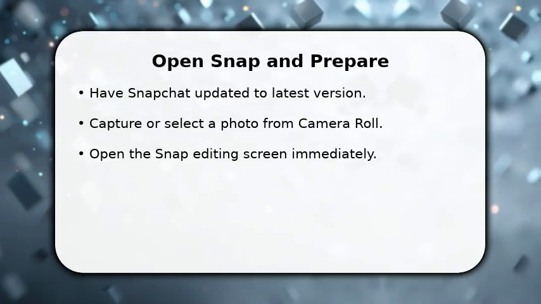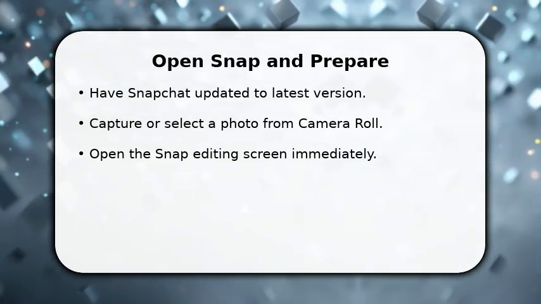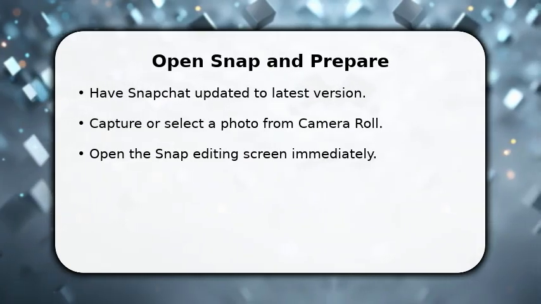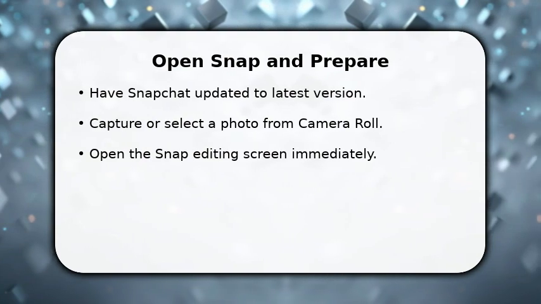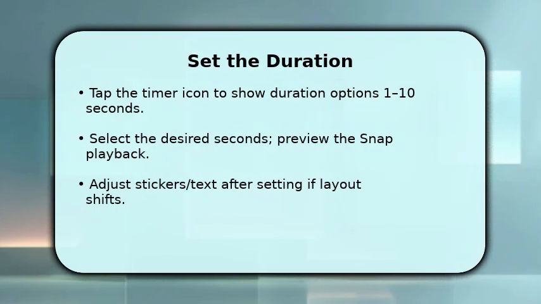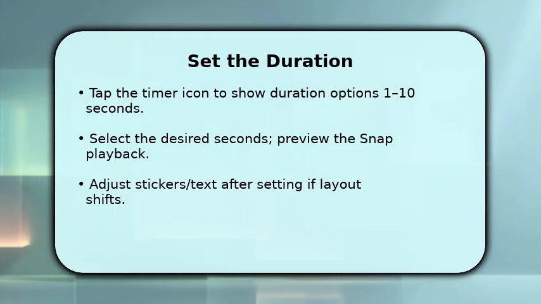Make sure the image is finalized. Stickers and text are applied because the timer applies to the current snap state and not earlier drafts. Once you tap the timer, choose a value from the available range, typically 1 through 10 seconds. This is the only way to set how long recipients view a photo snap.